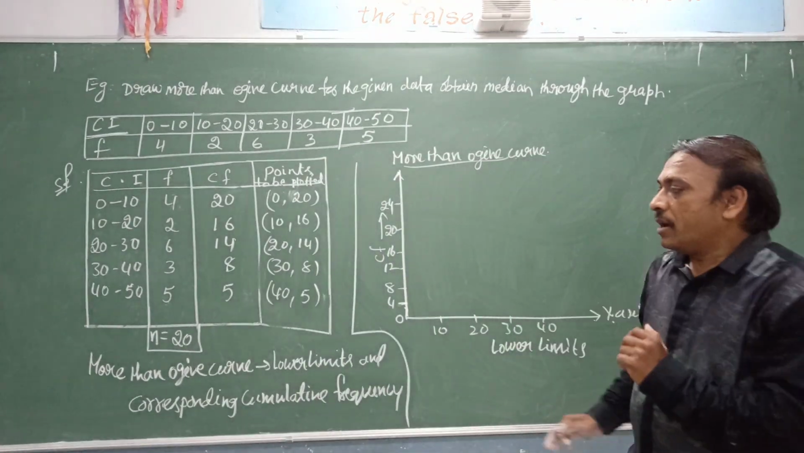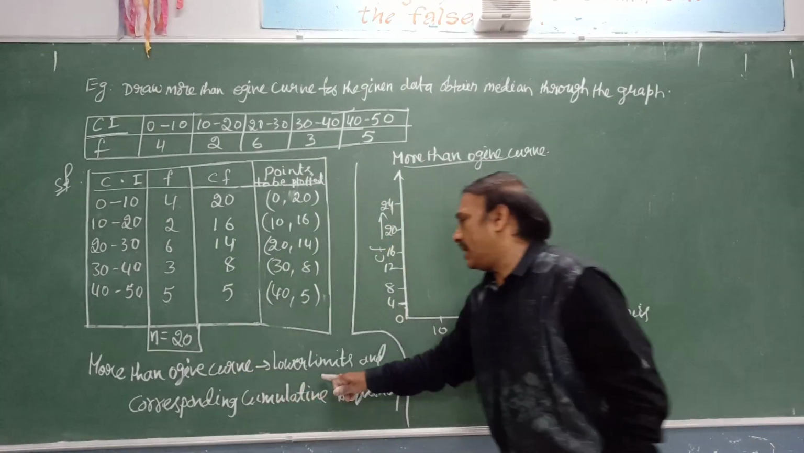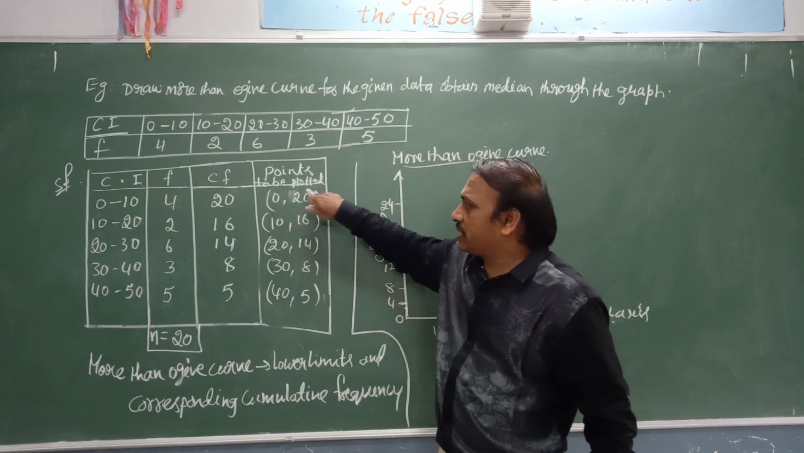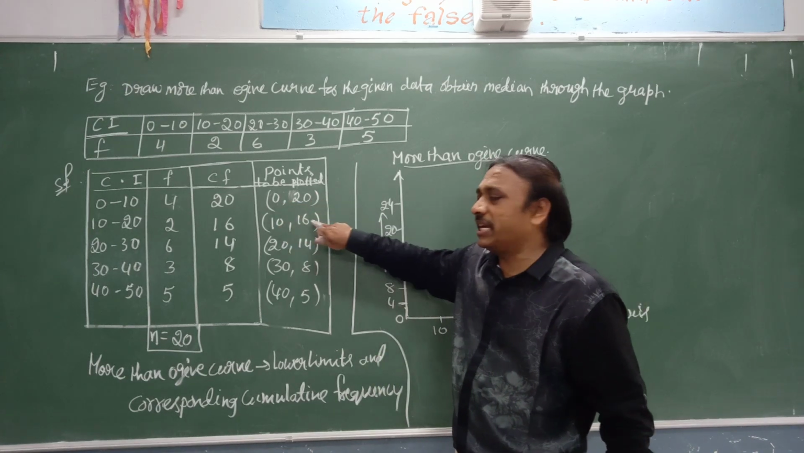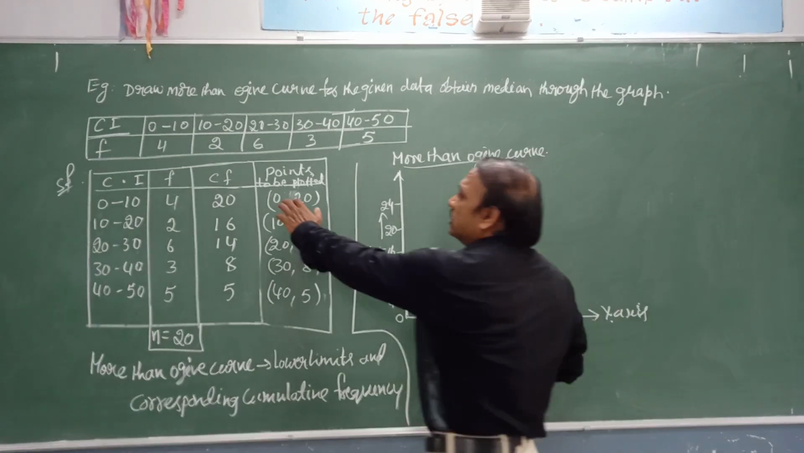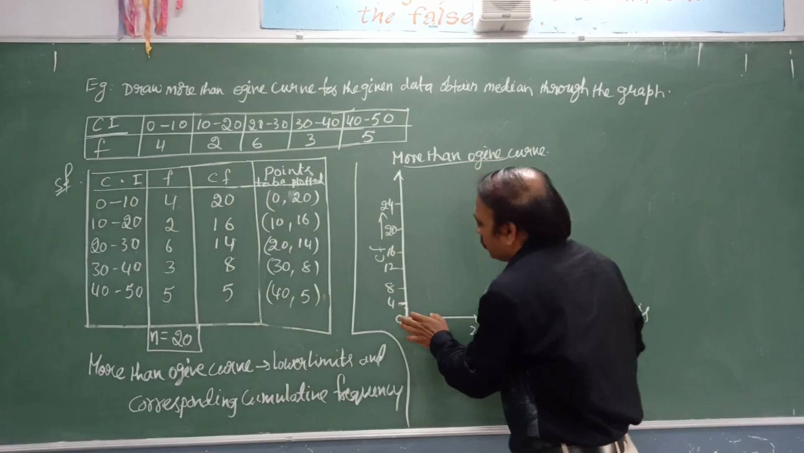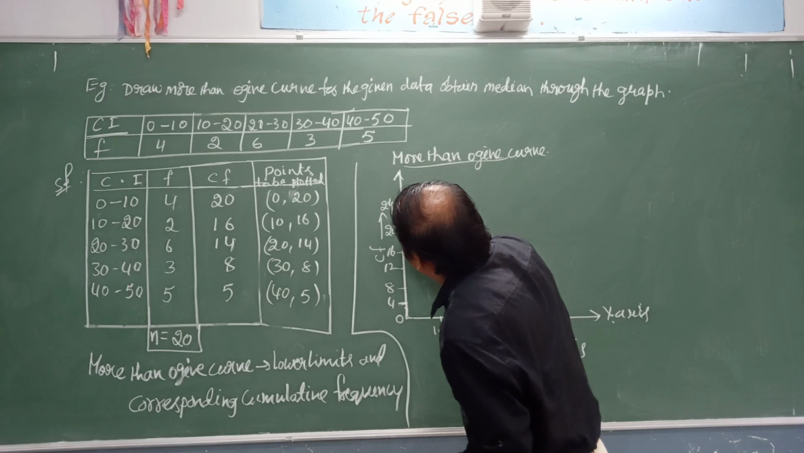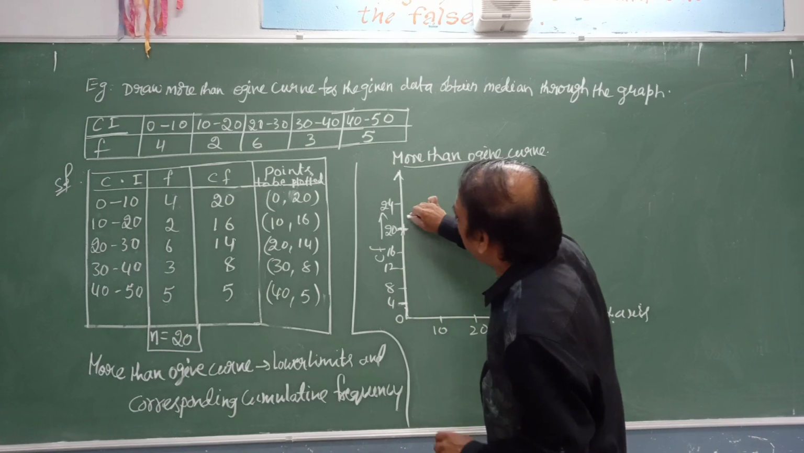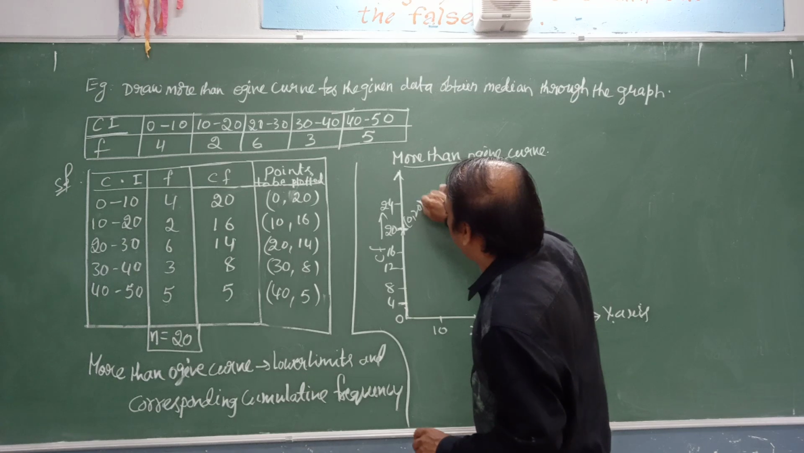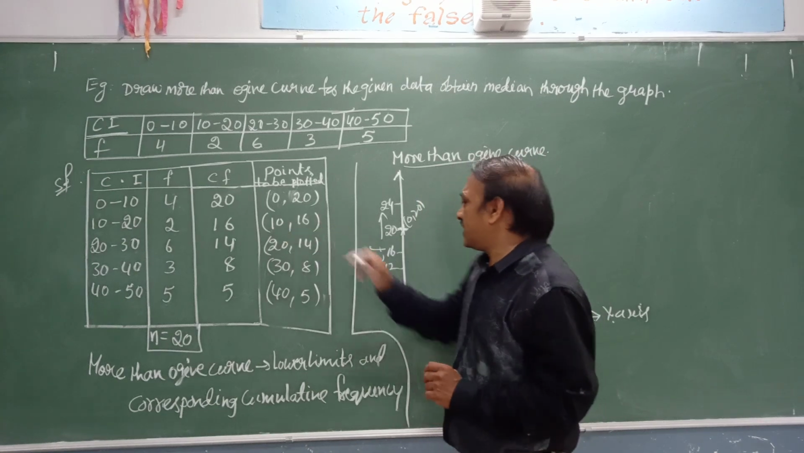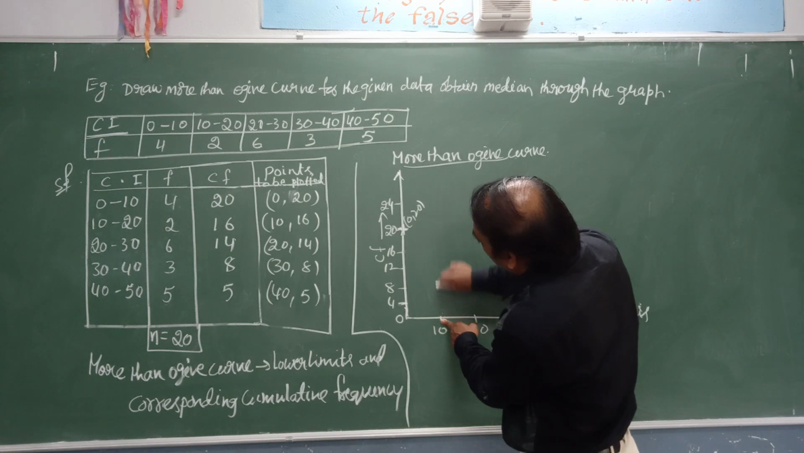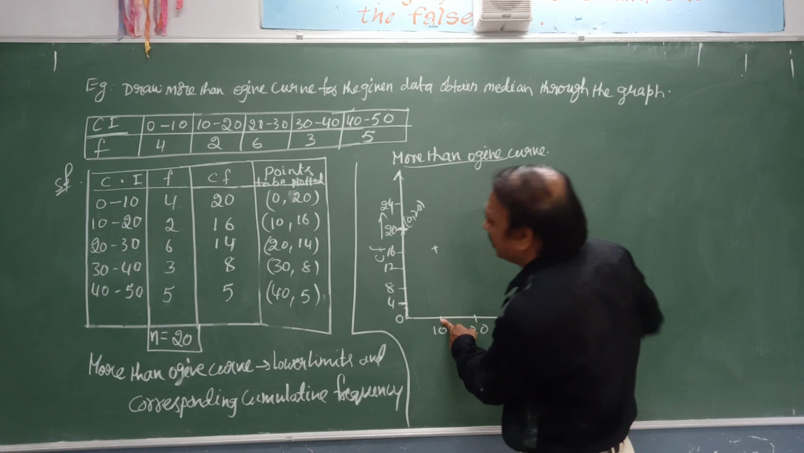Now you see, for the more than ogive curve, we take lower limits and corresponding cumulative frequencies. 0, 20. Where is 20? This is the point. Observe it, this is 0, 20. Next, 10, 16. 10 is this and 16 is this value. So 10, 16 will be here.